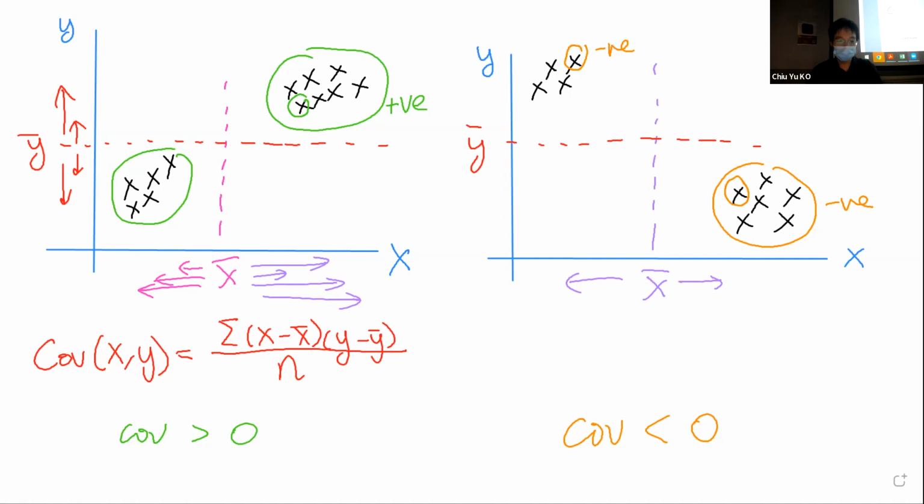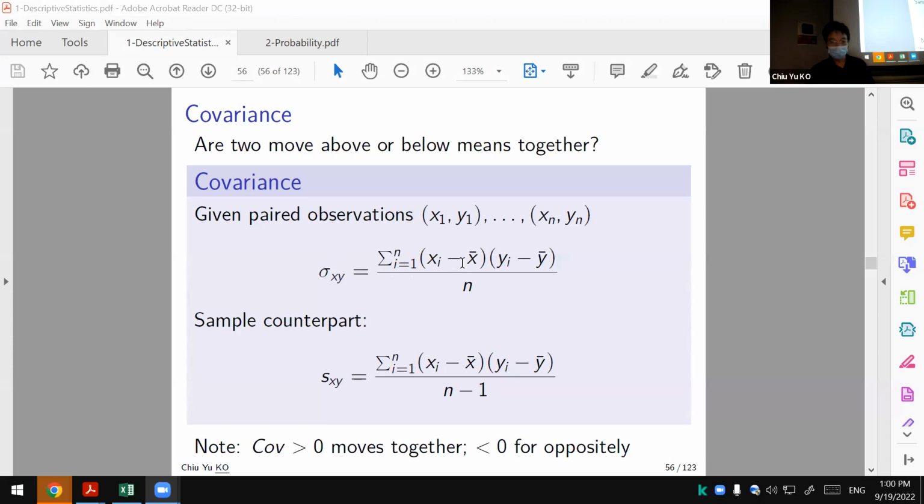We go back to this one. Okay. So that is our idea. As we have said, for many measurements we have learned, this is something we're interested in. This is called the covariance, the population measure. But we have a sample counterpart. That means when we want to know from the data, that's the formula we use.